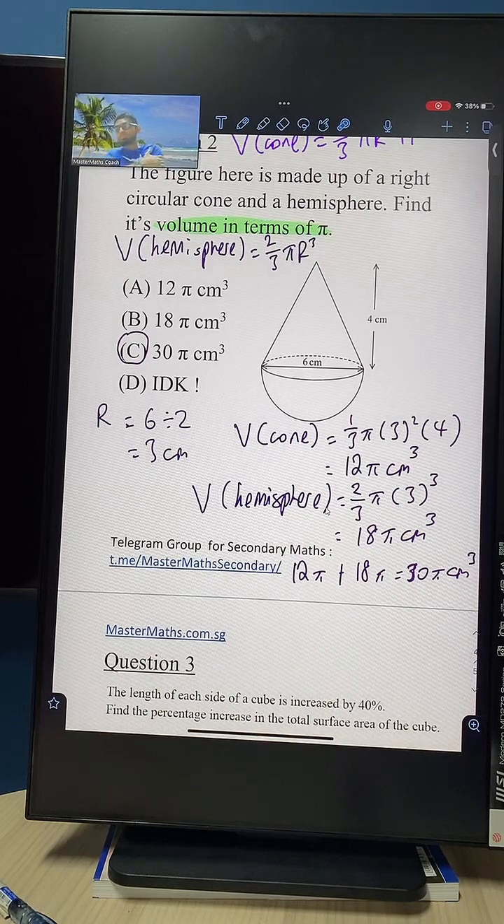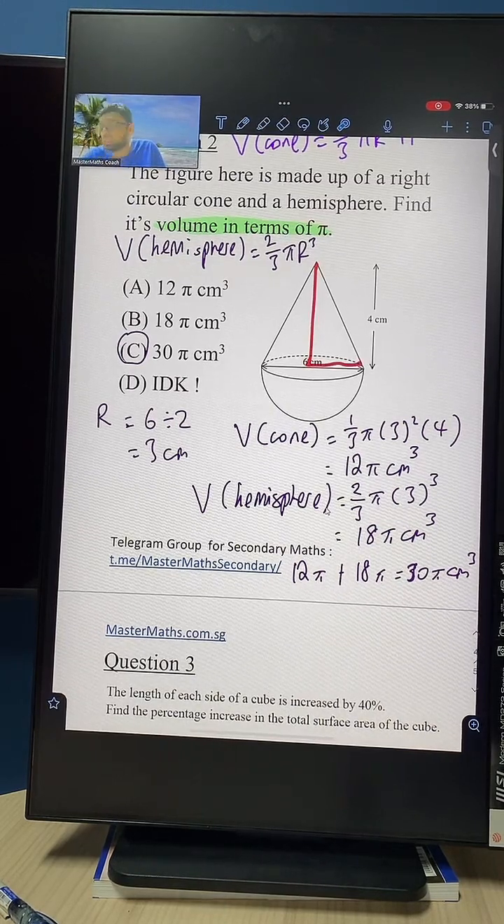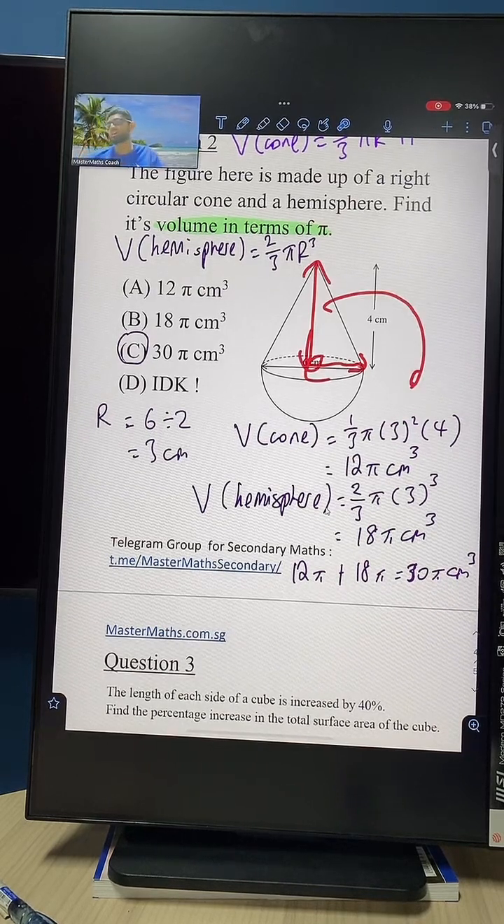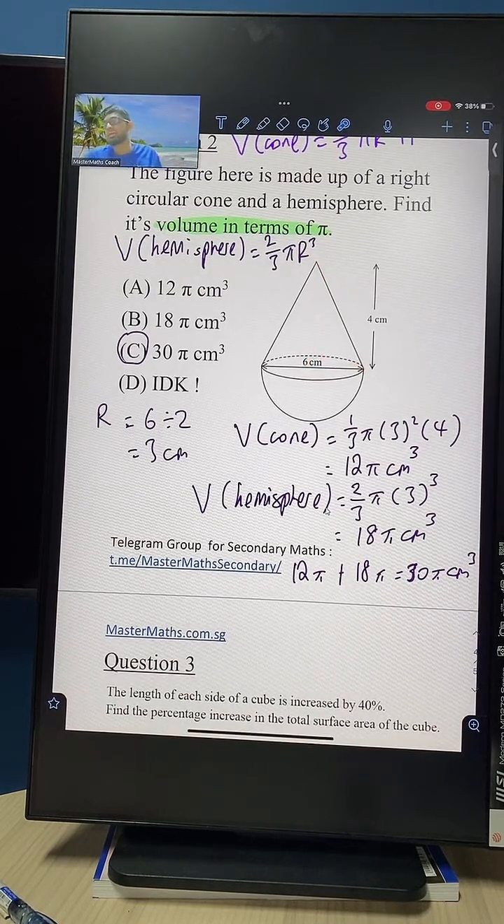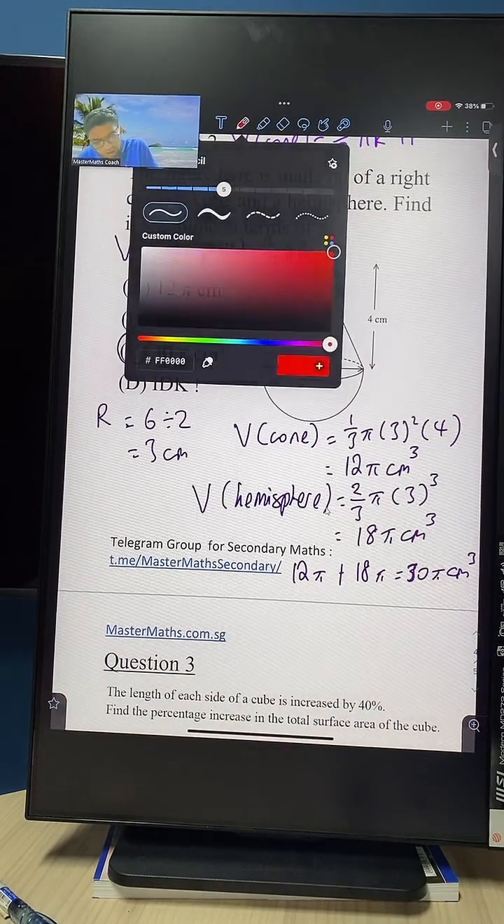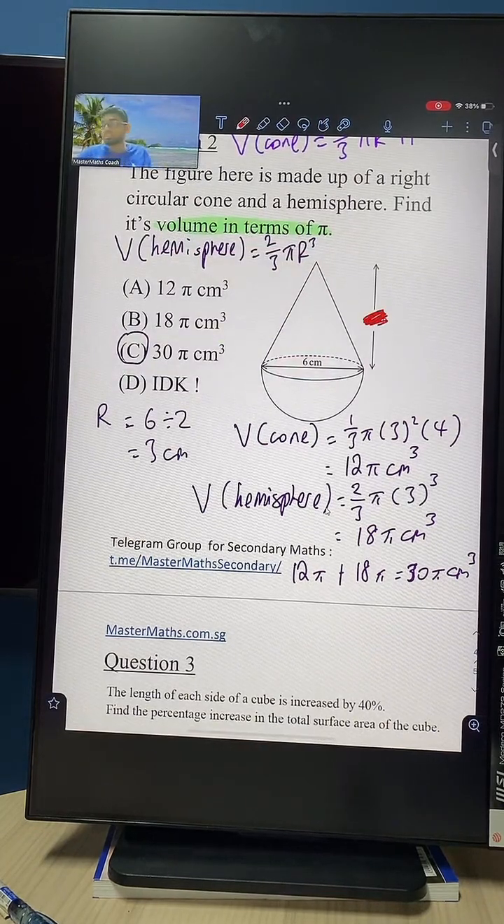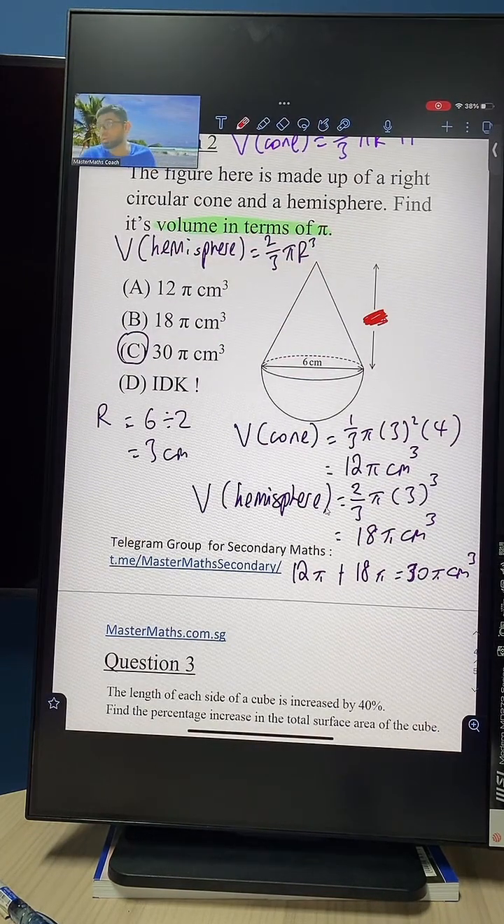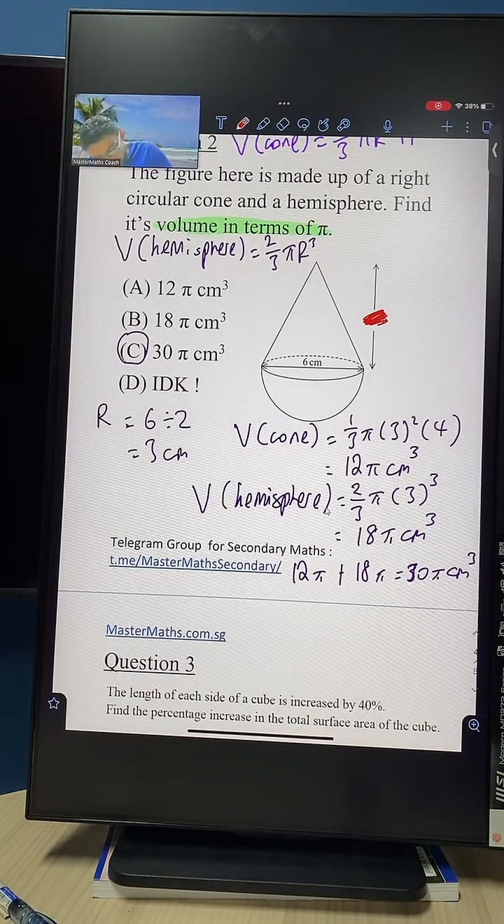Now, friends, this question is very kind. I tell you why. Because the 4 is given, the 3 also given. You have the radius, you have the height. You can find the volume of the cone, very simple. Now in certain questions, they will not give you the height. Instead, they will do this. Let me give you all a hypothetical situation that may come out for the exams as well. Let's say they don't give you the height. They give you the 6 there, and they give you the slant length instead, 5 cm.